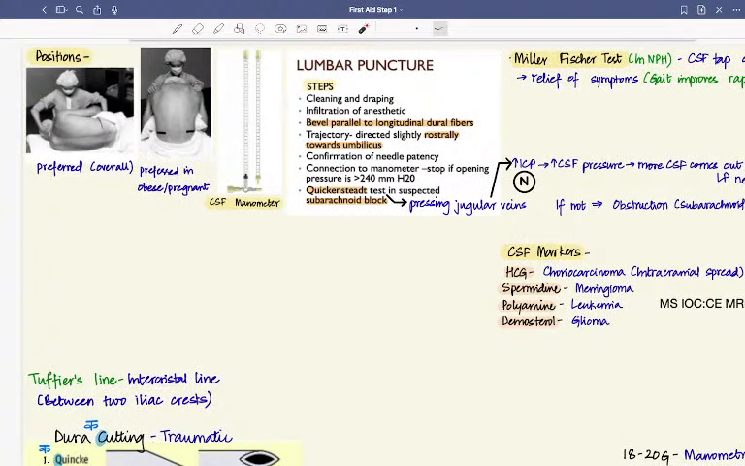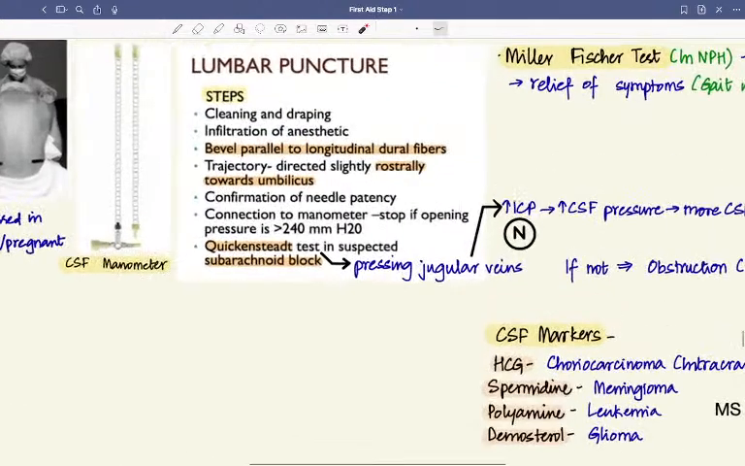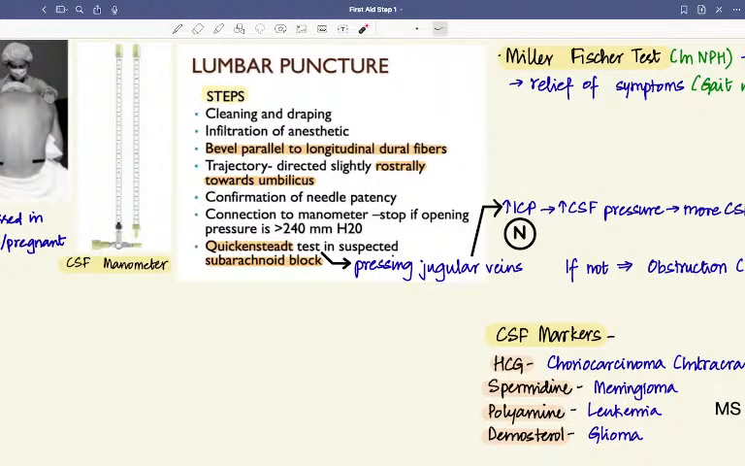Preferred overall, obviously left lateral. For an obese pregnant patient, CSF manometry is used. First cleaning and draping, then we give the anesthetic. Beveled edge up, parallel to the longitudinal dural fibers. The trajectory is slightly rostral, that is towards the umbilicus. Remember we had rostral neuropore, anencephaly. So rostrally, towards the umbilicus.